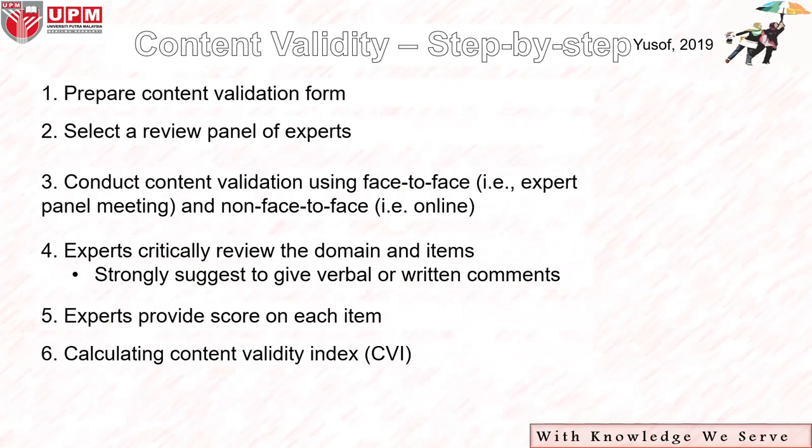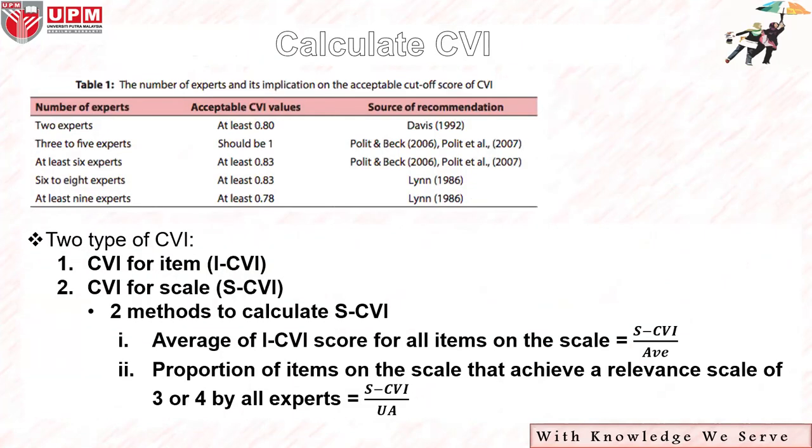Based on the scale or rating given by the expert, you can calculate the content validity index. This is the guideline to calculate the content validity index. If you have two experts, the CVI value should be at least 0.8. If you have three to five experts, CVI should be one. If you have six experts and above, 6 to 8 experts, at least 0.83, and 9 experts and above, at least 0.78. So these are the CVI values.